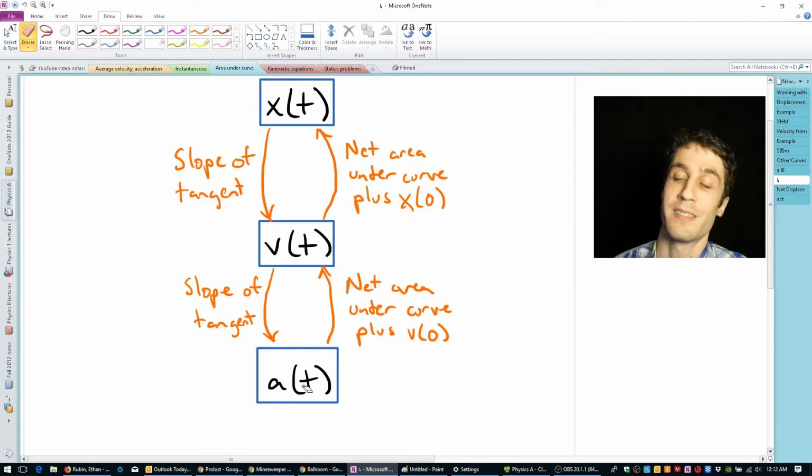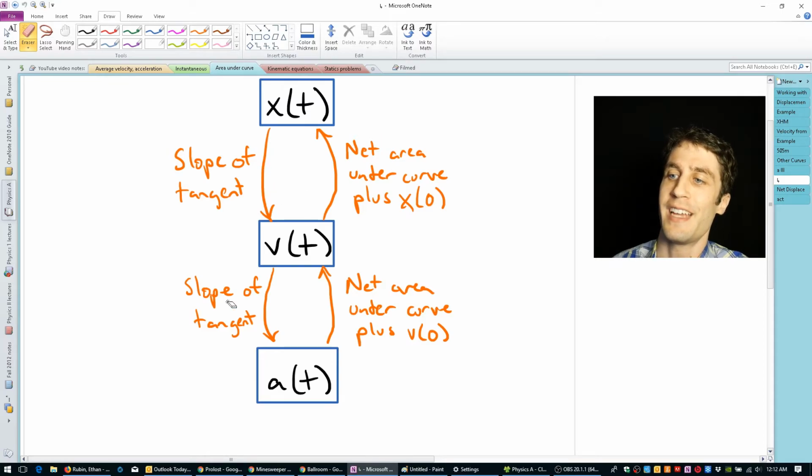If you start with an acceleration graph, you find the net area under the curve plus the initial velocity. That gives you velocity versus time. And if you start with velocity as a function of time, a velocity graph, then you can find the net area under the curve plus the initial displacement, and that will give you your displacement versus time. Pretty straightforward, I think.